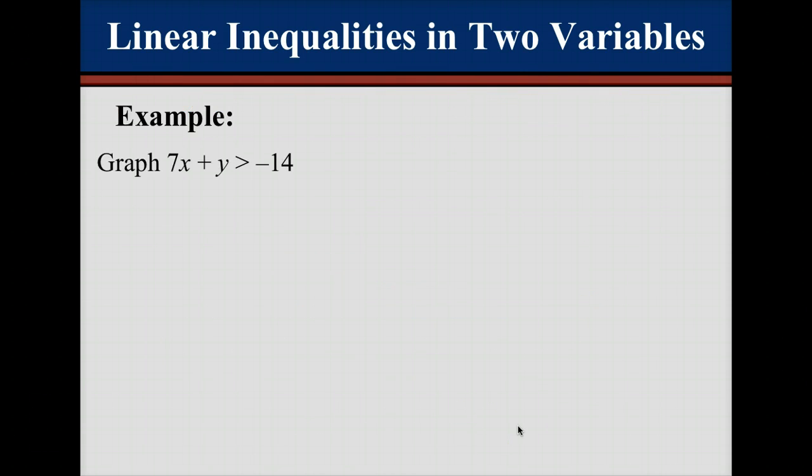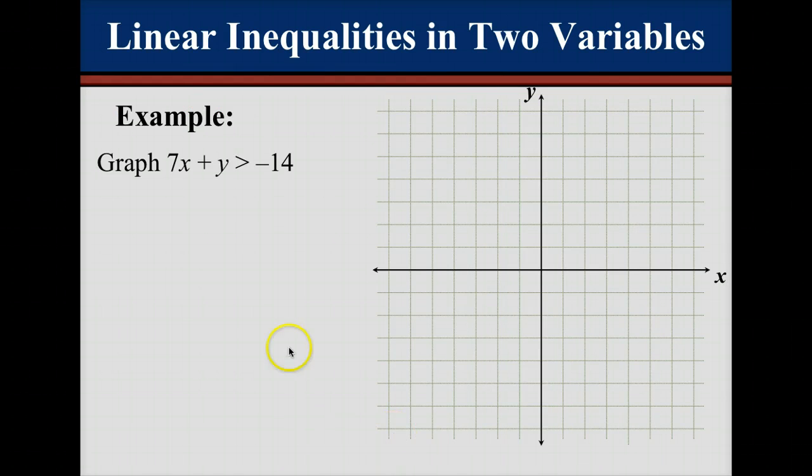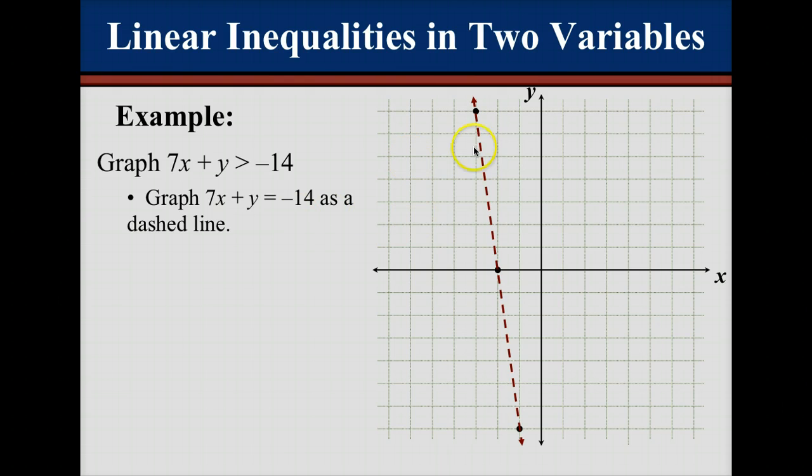So what does this look like? First of all, we're going to graph 7x plus y is greater than negative 14. We're going to set it up as an equality. And you can use your table of values to find points. I'm not going to go over all that. We know it's going to be a dashed line because it's just greater than.